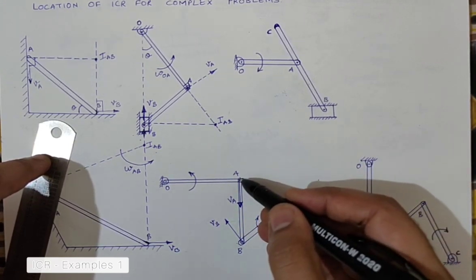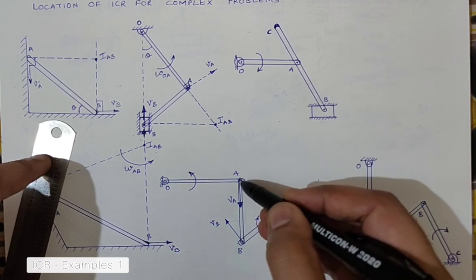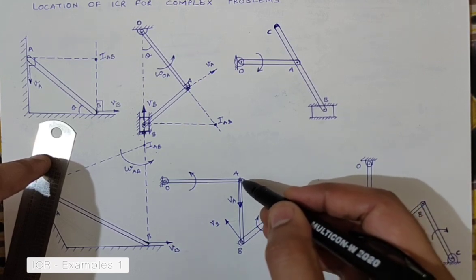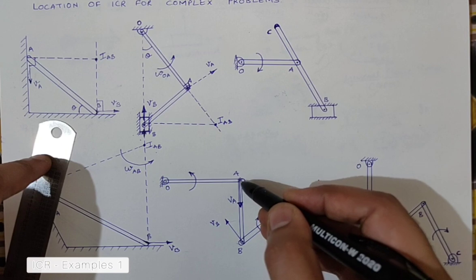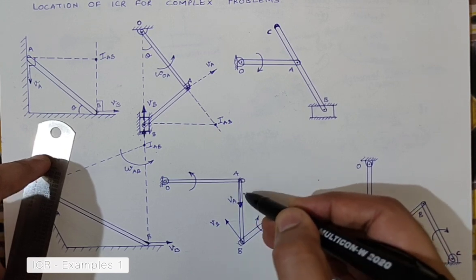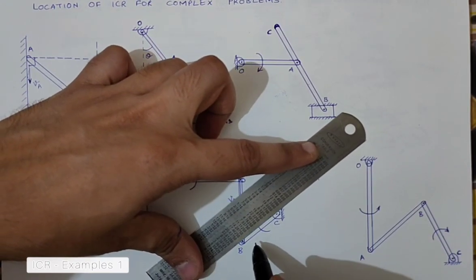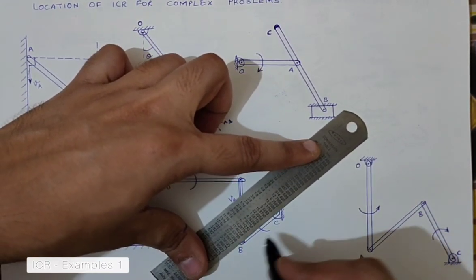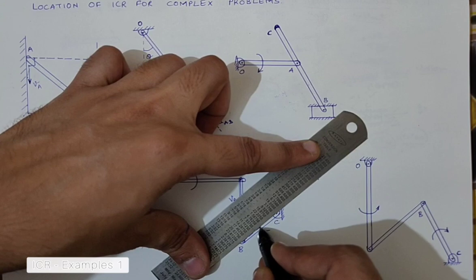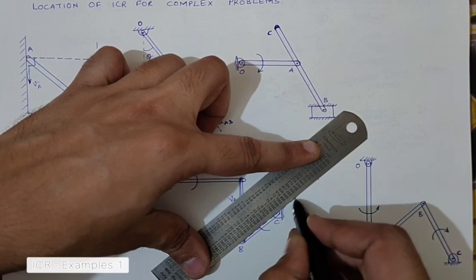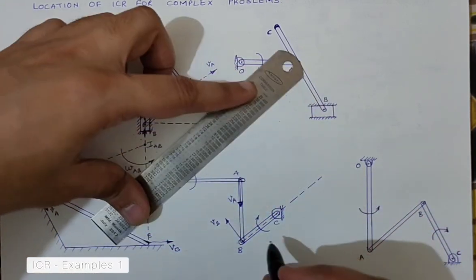So I don't know why I'm finding out the ICR for link AB, it is just because I want to find out the instantaneous center of rotation for this given link for this given instant. So let us try and go for that. I'll try and locate it by getting the perpendiculars. So draw perpendiculars from both the velocities.